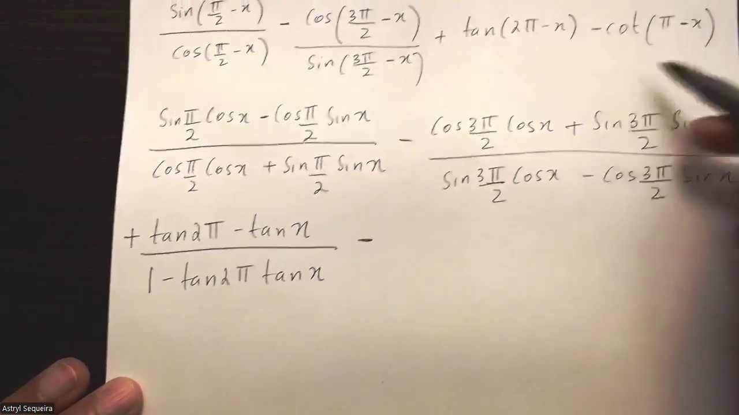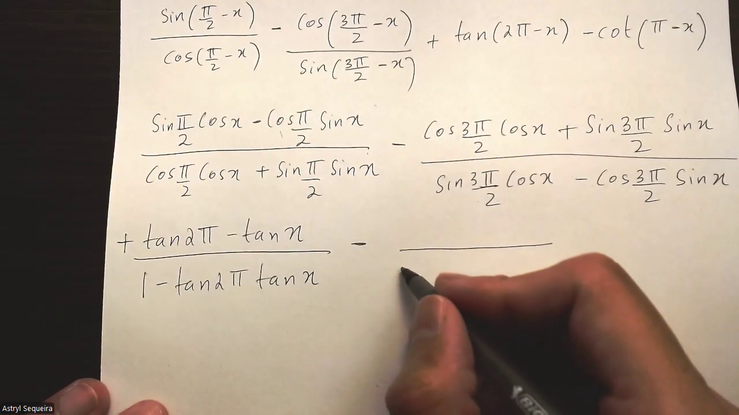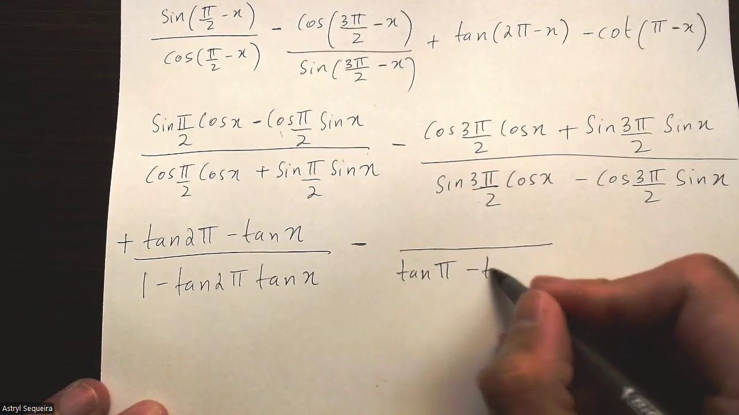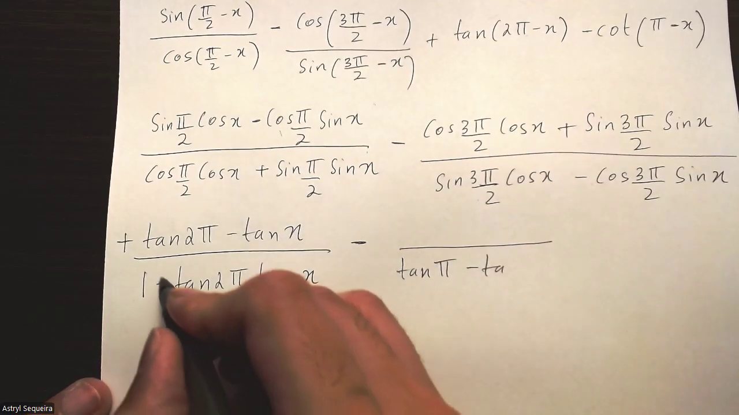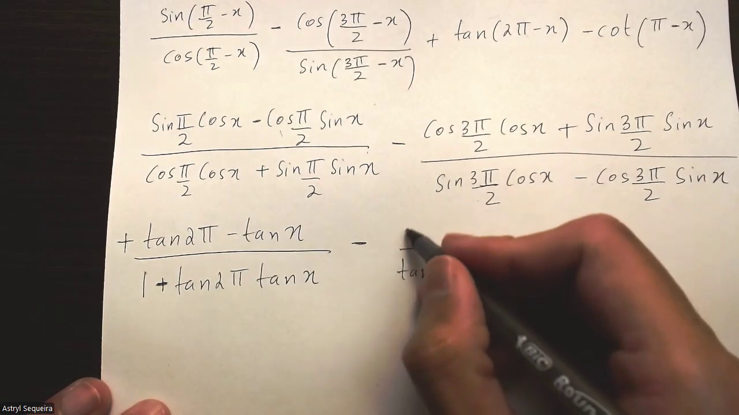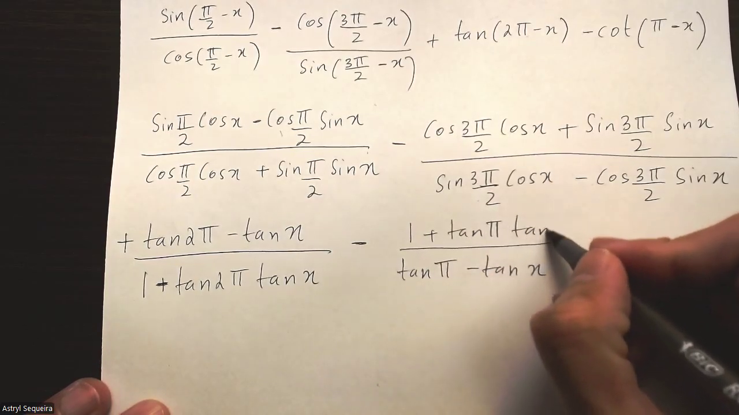And this one here is just the tan formula upside down. So tan pi minus, oops, I have a tiny mistake here. This is a plus. Tan x over 1 plus tan pi tan x.